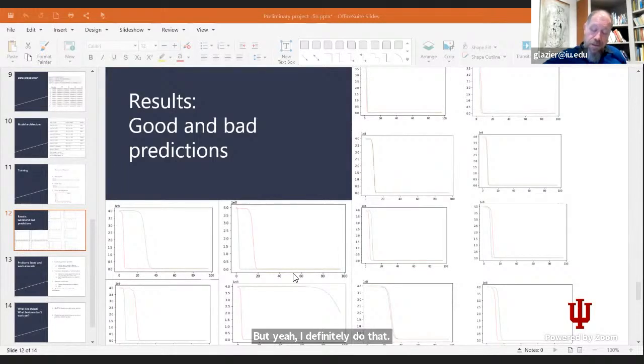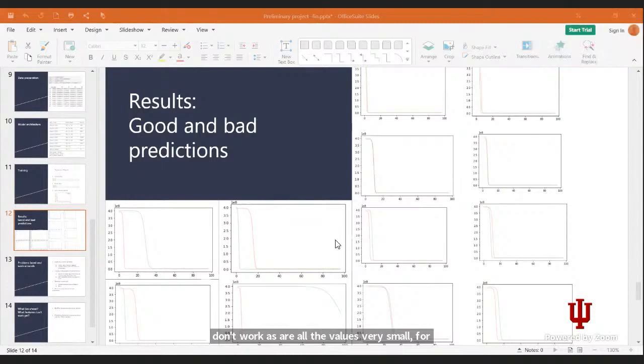Because it would be interesting to know why it works sometimes and doesn't. In other words, in the ones that don't work, are all the values very small, for example, so it's basically not distinguishing them? Yeah, that is definitely something that I would have to look at.